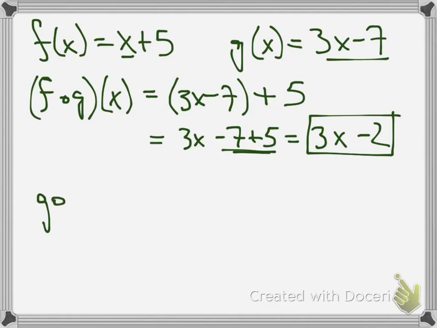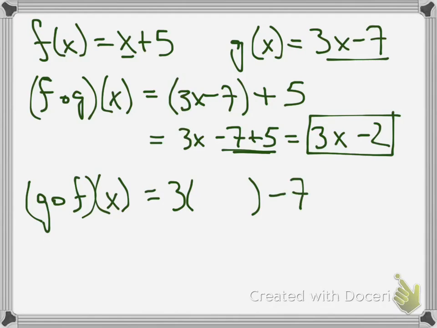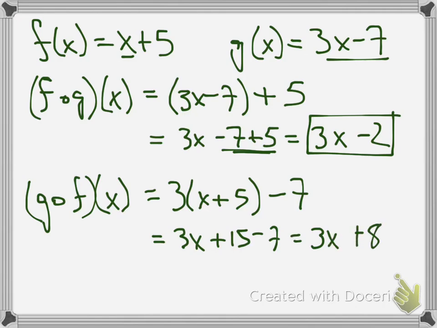Okay, so now let's look at the other one. What happens if I switch things around? Okay, so instead of saying 3x minus 7, I'm going to say 3 blank minus 7. And now I need to put something in place of the x. So what is f equal to? X plus 5. So I'm going to put here x plus 5. And again, distribute. And then I would combine the 15 and 7, so that gives me 8. And there's my final answer for that one.